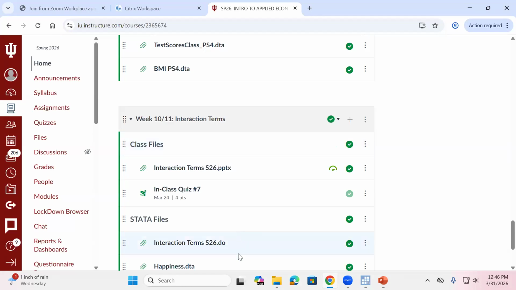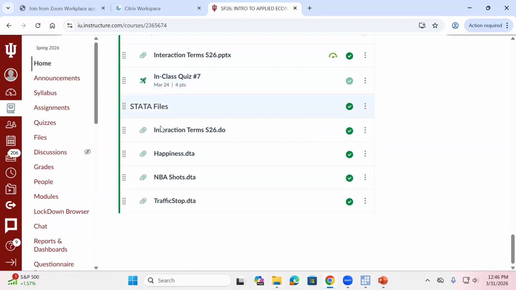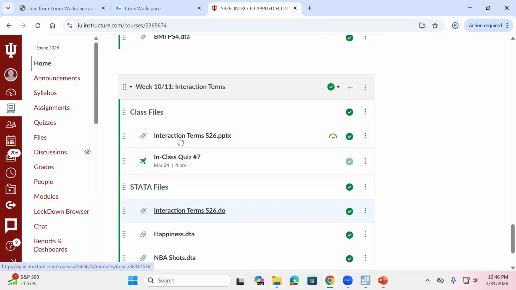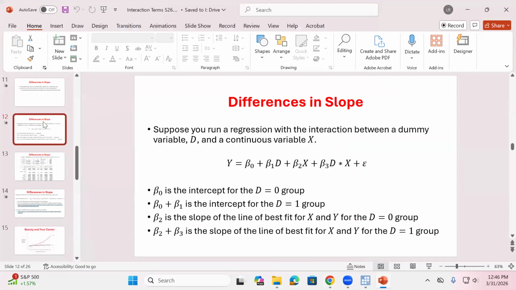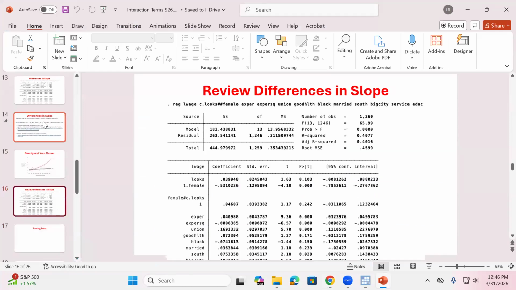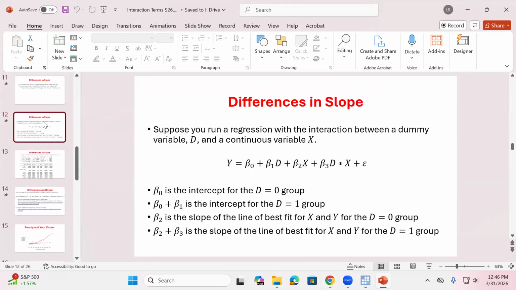I'll show you more examples along the way, sprinkle in some of this log linear and linear log stuff. And then we'll start the next topic next week. I might introduce it a little bit on Thursday, but for now, we're just going to live in where we started last class, which is this interaction term topic. Okay. So we're going to keep using that same do file. I've got the same set of slides. I believe where we left off, it's coming down here. So we're talking about differences in slope.